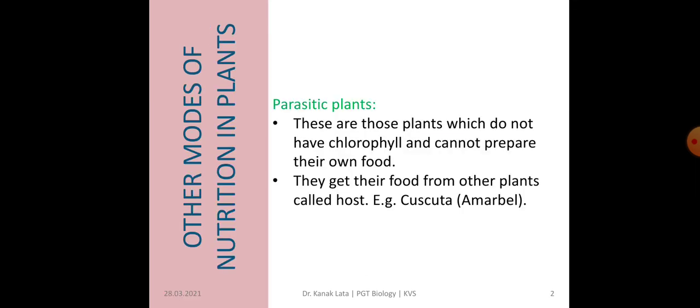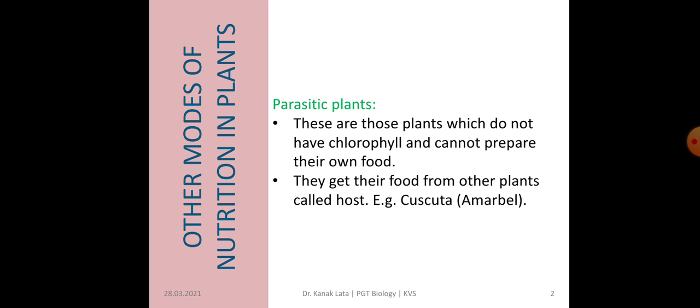First it is about other modes of nutrition in plants. First it is about the parasitic plant. Parasitic plants are those plants which do not have chlorophyll, so they cannot prepare their own food. Then the question arises how they can get their food. So they get their food from other plants, and these plants are called the host. So there is a host-parasite relationship in parasitic plants.